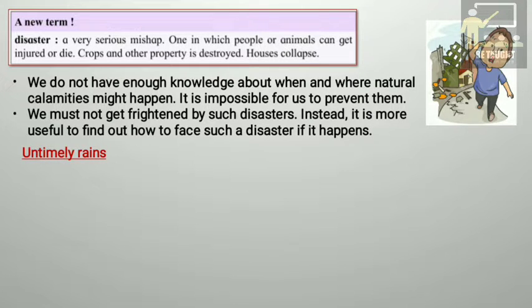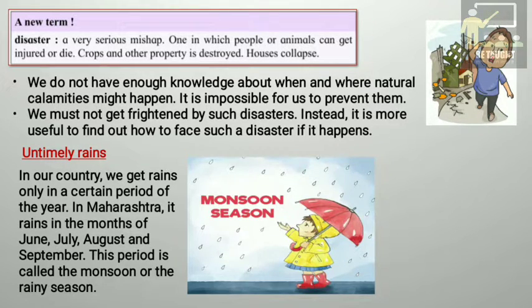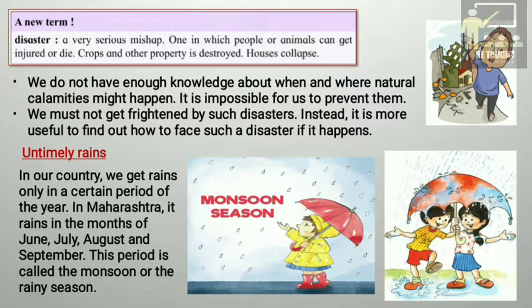Now we shall learn about untimely rains. In our country, we get rains only in a certain period of the year. In Maharashtra, it rains in the months of June, July, August and September. This period is called the monsoon or the rainy season.